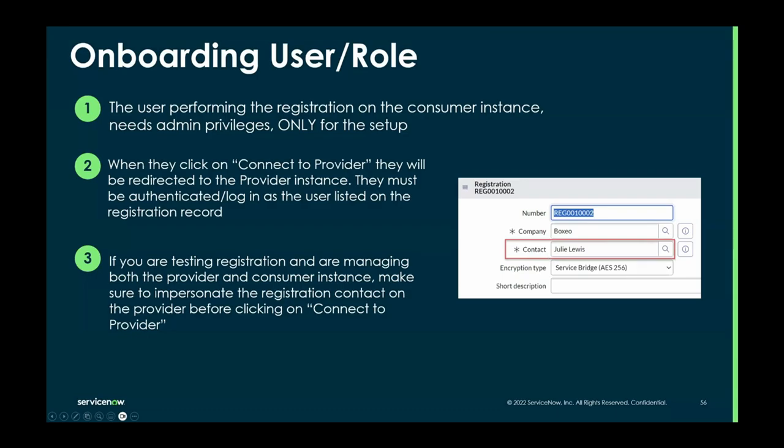That's a pretty common one that we see, especially when doing demos or testing, when someone is managing both of the instances. That's why we would say impersonate the user on the provider side before you click on connect to provider, so that it has the correct user context. Otherwise, you will see an error saying that there's a problem and to reach out to your provider, because you are logged in as the wrong user.